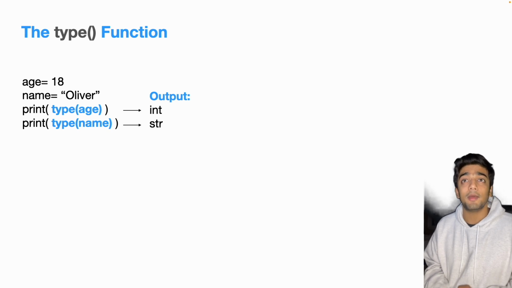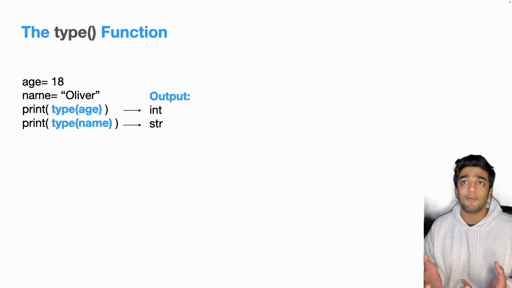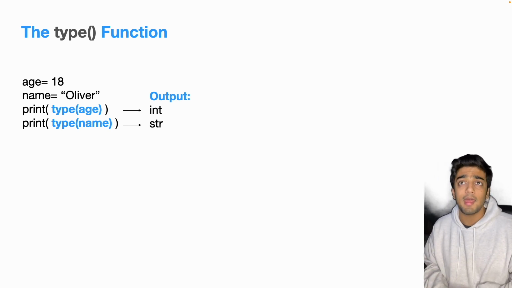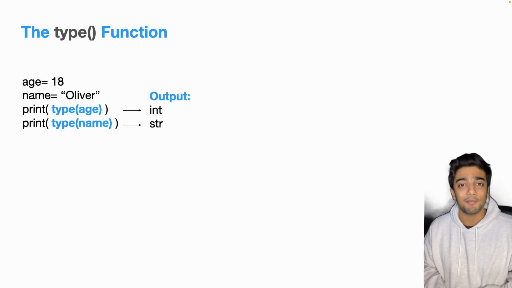Now if we use the print function like before, and inside the print function we use the type function and write the age within the type function, or the name within the type function, Python is going to tell us that the age variable belongs to the integer data type, or the int data type, and the name variable belongs to the string data type, or the str data type. Let's take a look at this in PyCharm.